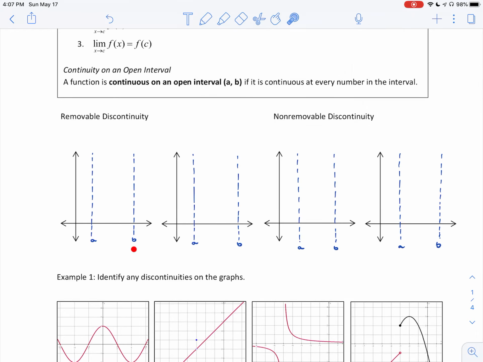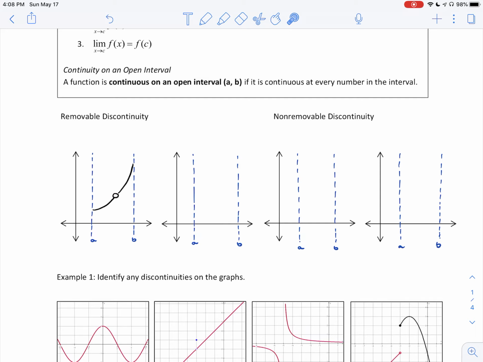The first way that you might have a removable discontinuity is if you have a function that just has some sort of hole in it. This is considered a removable discontinuity. The basic idea here is that our function goes right up to that discontinuity, hops over it at the hole, and just keeps on moving. The reason this is considered removable is because you could theoretically fill in the hole.